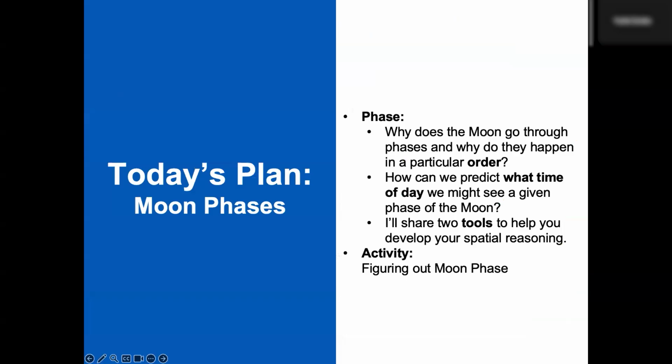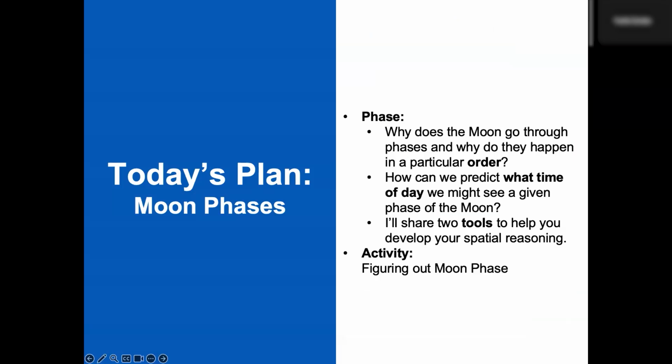So today's plan, we are going to discuss the phases of the moon. So what phases does the moon show, and in what particular order do they show it? The phases we're going to see are always going to go in the same order. We're going to discuss those phases. What time of day can you see these phases?